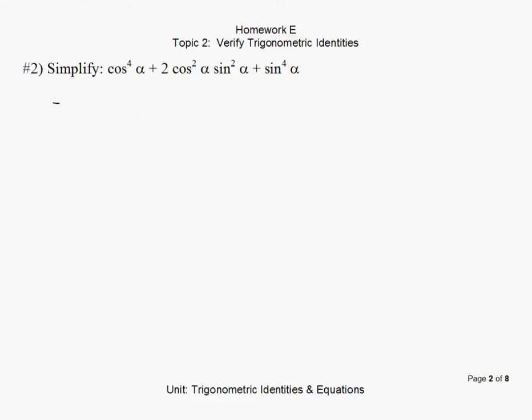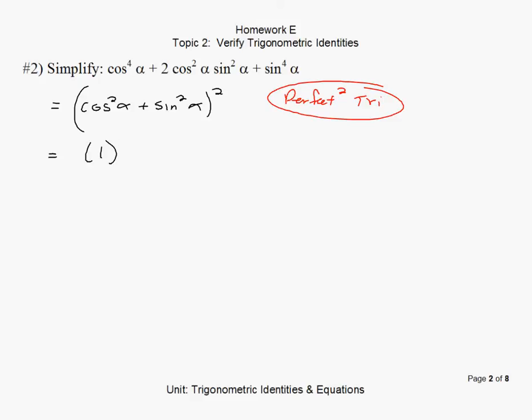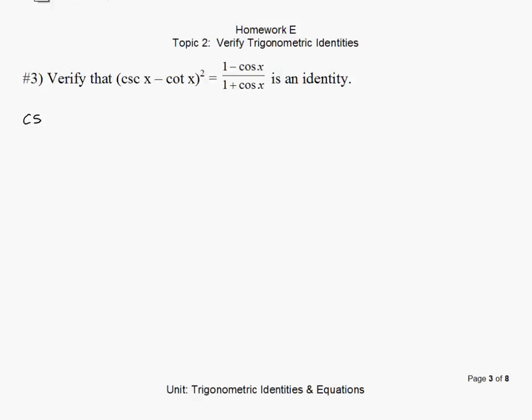Number 2, this problem, if you factor it, it's the easiest way. This is a perfect square trinomial. If you look at your factoring sheet, it's going to be the first term square root plus your last term square root, and that whole thing is being squared. Cosine squared of alpha plus sine squared of alpha is 1. 1 squared is 1.